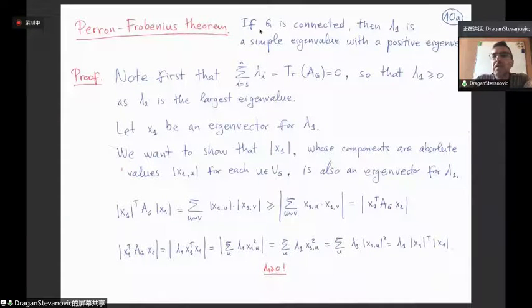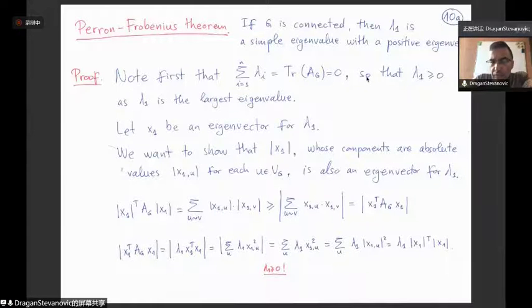So what does it say? It says that if a graph is connected, then lambda 1 is a simple eigenvalue. So lambda 1 will be strictly larger than lambda 2 and all the other eigenvalues. And moreover, it says that lambda 1 has a positive eigenvector. Positive here means that all the components are strictly larger than 0. So all of them are positive.